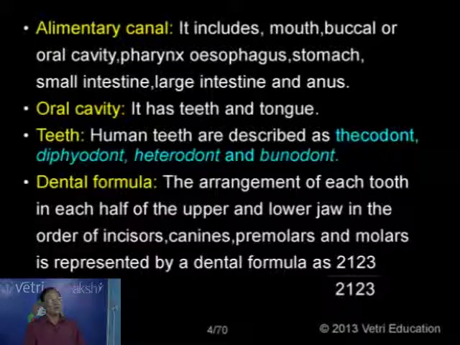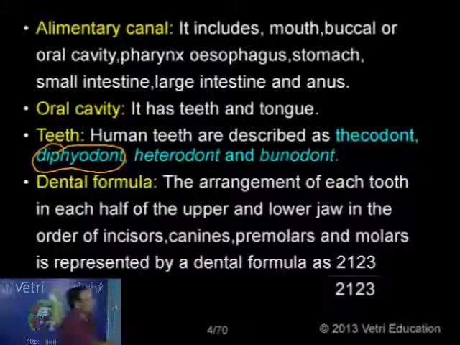Then diphyodont. During development, we form two different sets of teeth. The first set of teeth, what we call the milk teeth, total number 20, is replaced by permanent teeth after 6 years of age. So we have the teeth formation between the age of 6 months to 6 years for milk teeth, and later the milk teeth are replaced by permanent teeth. As we develop two sets of teeth during development, human teeth are described as diphyodont.